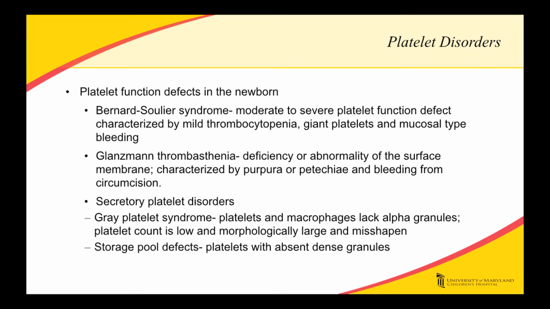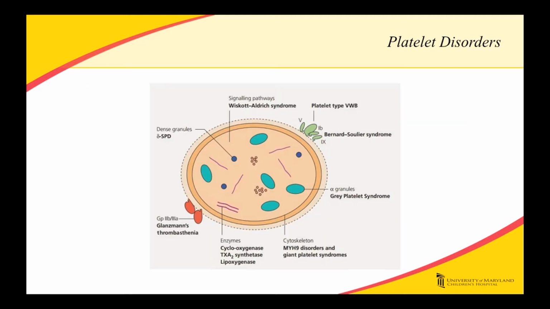You also have the function defects like Bernard-Soulier syndrome and Glanzmann's. These can be a lot harder to figure out, but these are your kids that are bleeding from circumcision. They may or may not have a normal platelet count. You get a blood smear and they have abnormal looking platelets. They can be large or small. And here's a diagram just to remind everybody in the audience what is all housed on the platelets.